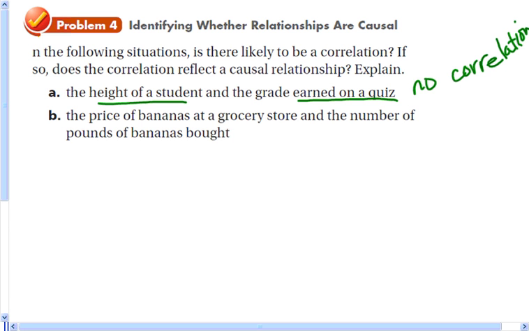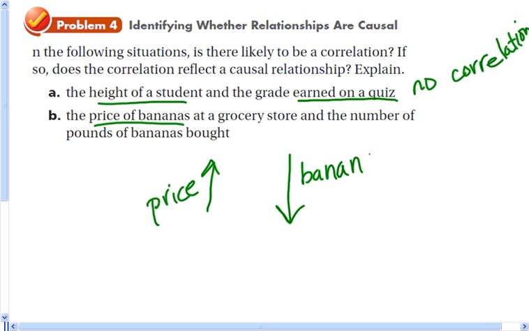Second one says the price of bananas at a grocery store and the number of pounds of bananas bought. Yes, as the price of bananas goes up, the number of bananas bought will go down. And is there a direct relationship between them? In other words, did the price cause the number of bananas bought to go down? Yes, it did. There is a causal relationship here.